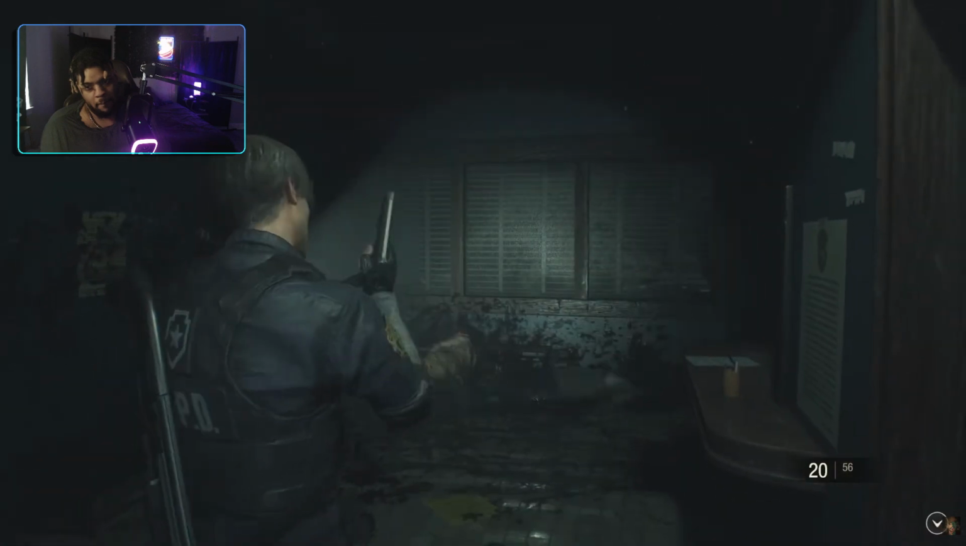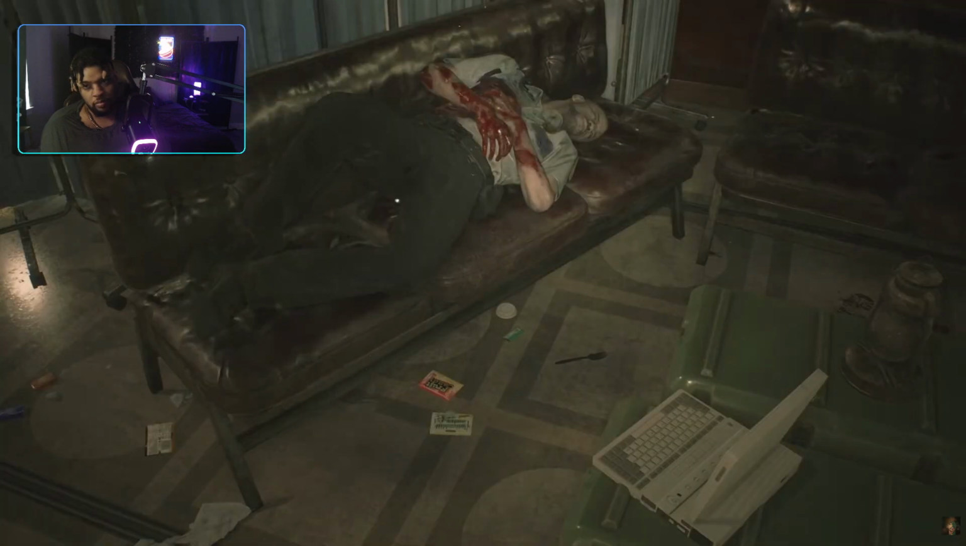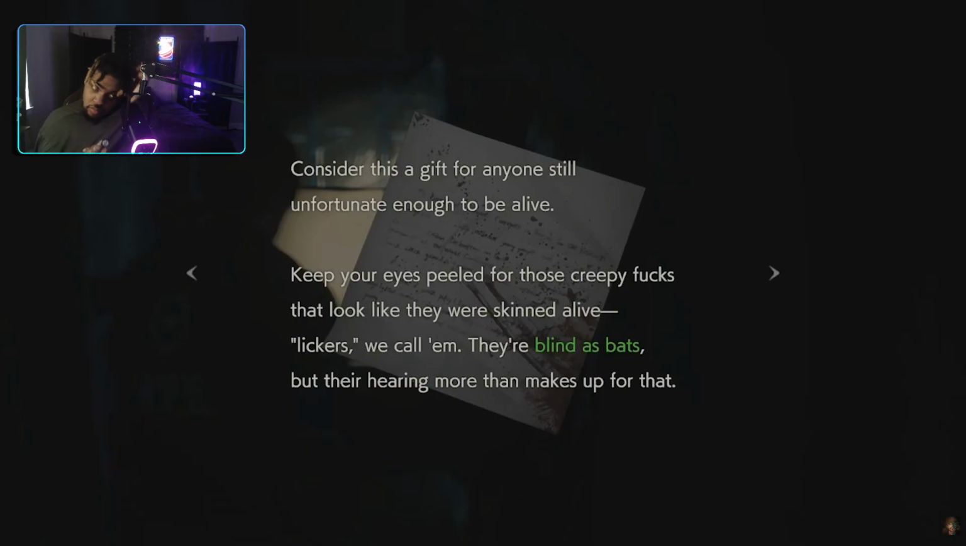Leon moves back inside the police station whilst Claire continues with her search for Chris. With Marvin deteriorating, Leon needs to get a move on. On the upper floors, he finds a note scrawled by an officer called David Ford. He mentions creepy infected, lickers, and as mentioned, they are blind as bats.